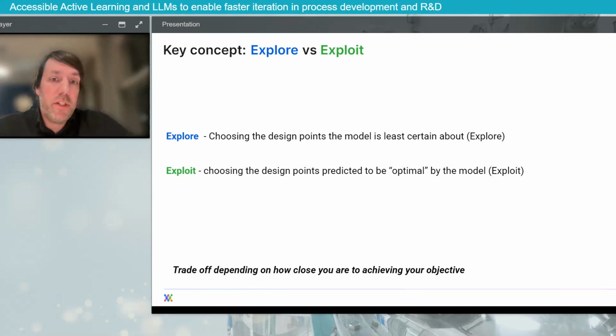And there's also a trade-off which can be applied between the two. So you can go halfway between the two and then end up with a bit of a compromise between both. And it all depends on what stage of the active learning process you're in and how far away you are from achieving your objective.